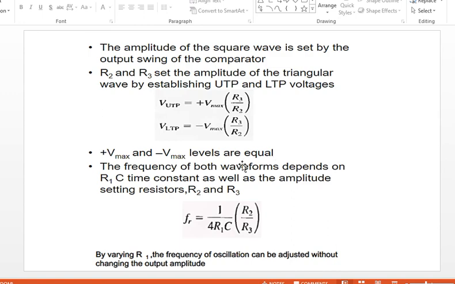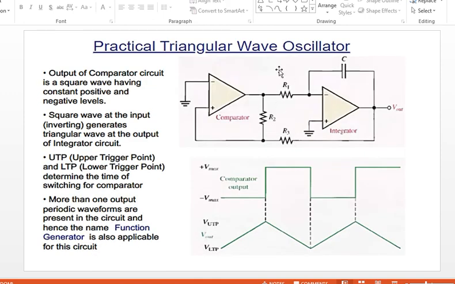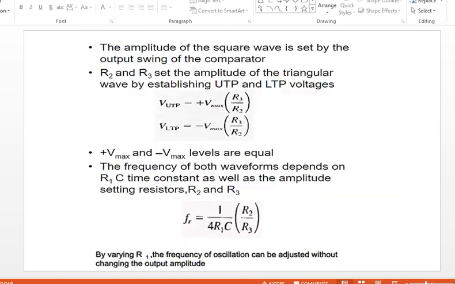So these two levels describe your final triangular waveform which is generated on the output, and you can calculate its amplitude with the help of these resistors, right? Similarly, you can also calculate the frequency with the help of this set of resistors and the capacitor used, right? These three plus your capacitor actually calculate the frequency of your waveform, right? So your frequency is 1 over 4 times R1 C R2 by R3, right? So you can calculate it as well.